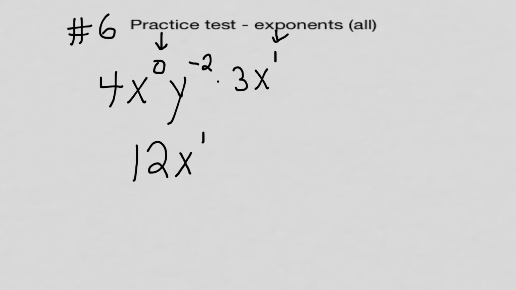Y to the negative second, all right? I could go ahead and put that down and everything. I'm just going to go ahead and fix that now. That means y goes to the bottom, and it goes from negative to a positive 2 for an exponent. All right? That's your answer there, 12x over y squared.